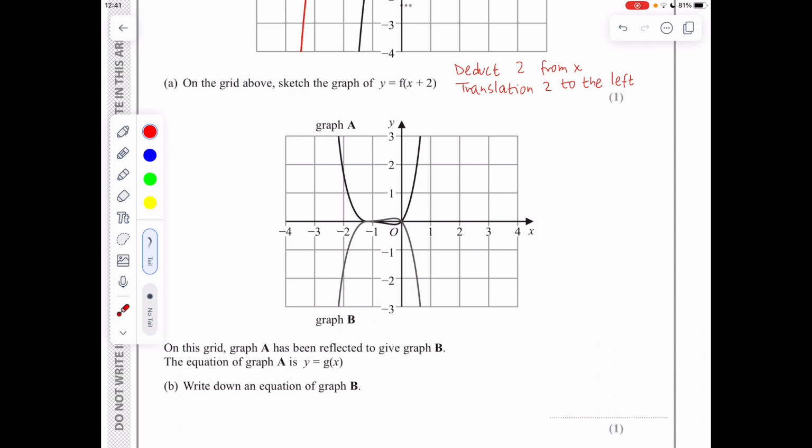We are then told that graph A has been reflected to give us graph B shown here. The graph of A is y is g of x, so I will highlight A. So we can see that we are looking at a reflection along the x-axis. This essentially means that all the values of y have changed sign, so anything that was positive became negative, anything that was negative became positive. So the equation of graph B will simply be y is equal to minus g of x.